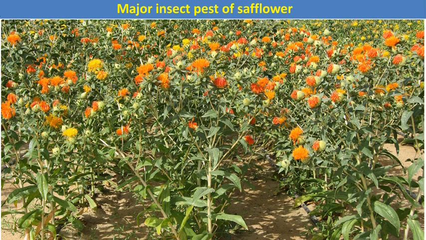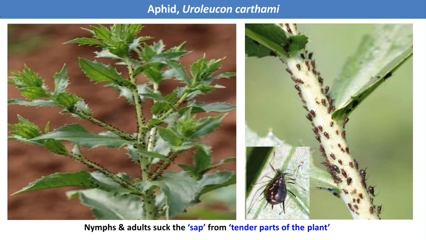In that, the first is the pest of safflower. As you know, safflower is also one of the major oilseed crops. So which are the different insect pest populations which affect the yield of the safflower crop? The first is the aphids. The species is Uroleucon carthami or Uroleucon compositae.